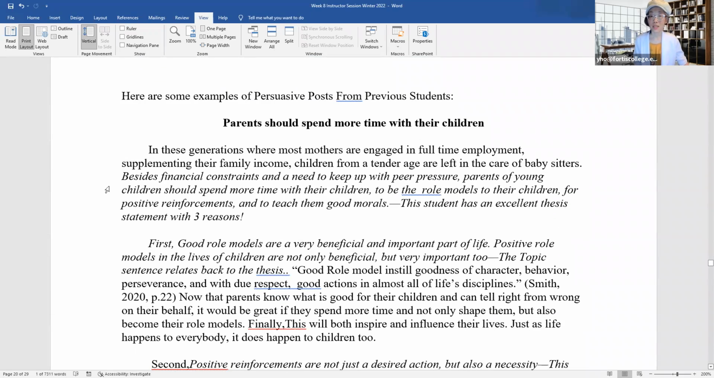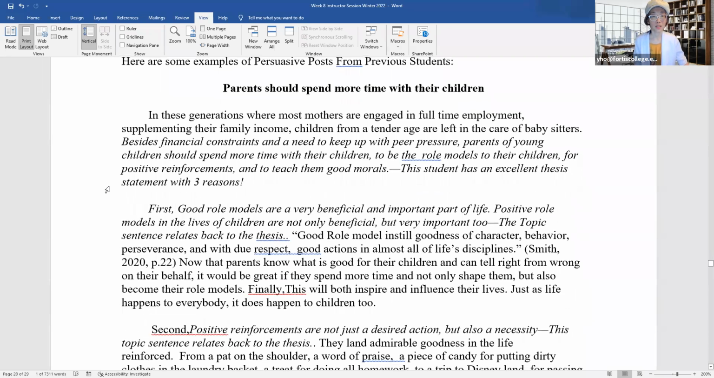So here are some examples from previous students. Parents should spend more time with their children. In these generations where most mothers are engaged in full-time employment, supplementing their family income, children from a tender age are left in the care of babysitters. And you don't have to italicize this. Okay, you don't have to italicize. I only italicized it for teaching reasons.